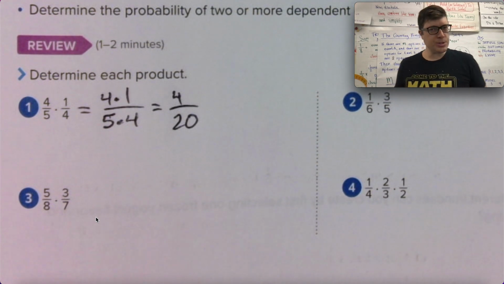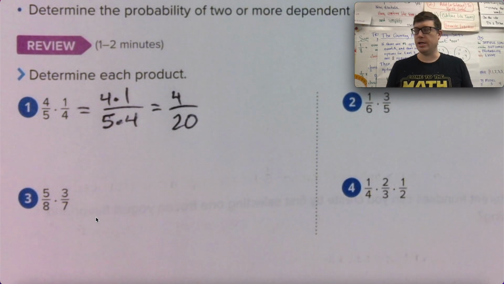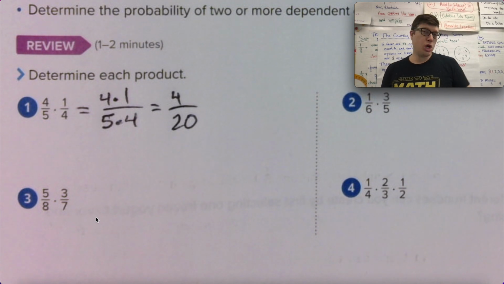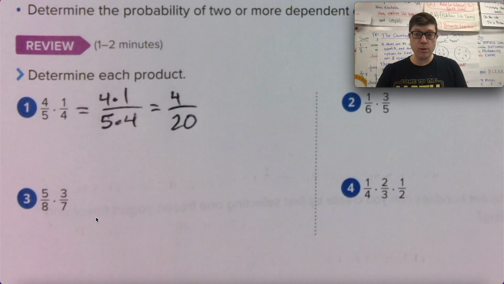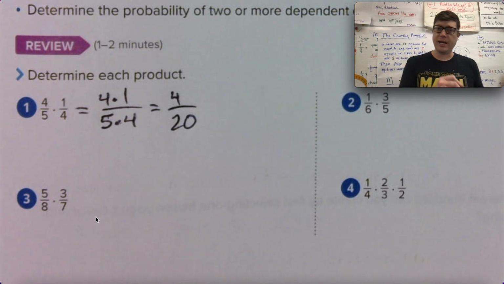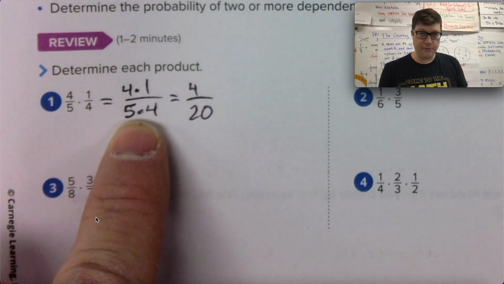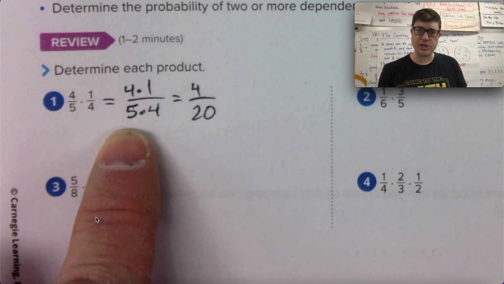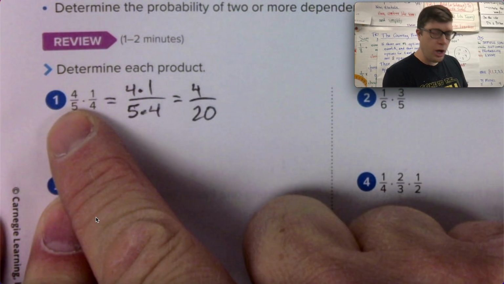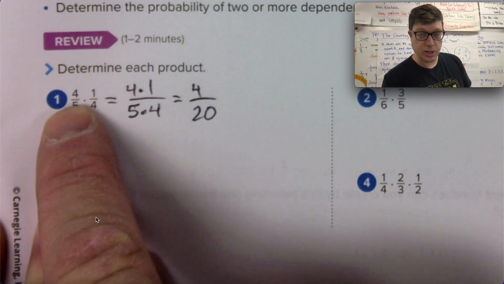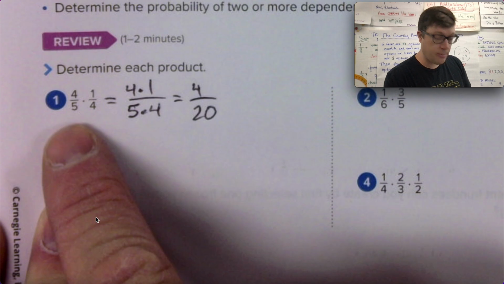It's not reduced. It's not simplified. It's not in a decimal format. So maybe we should go one step further. In order to go one step farther, I'm going to go back and look at the first fraction. We should know, from multiplying fractions, that we're going to multiply straight across, 4 times 1, and on the bottom, 5 times 4.